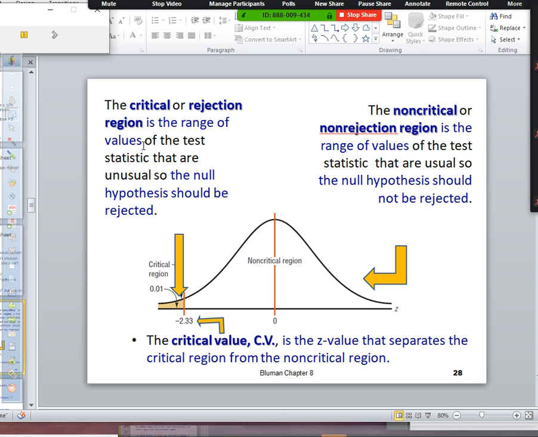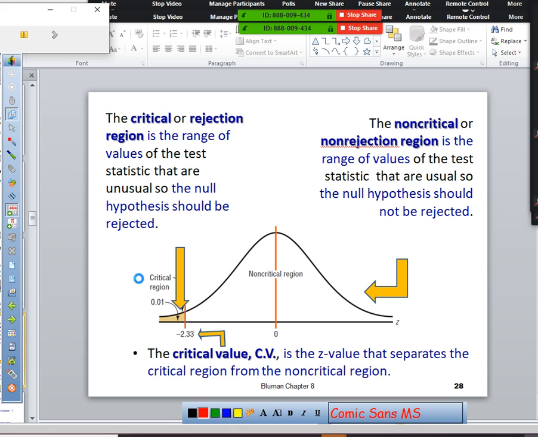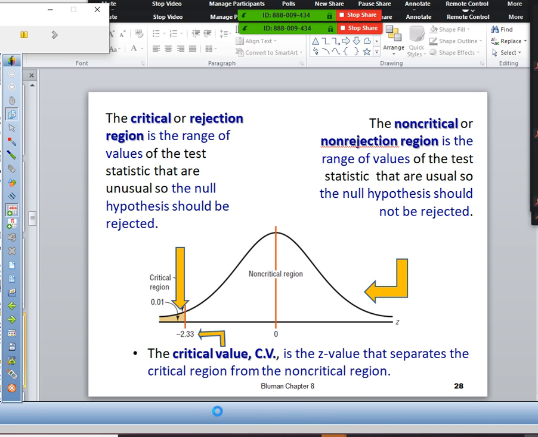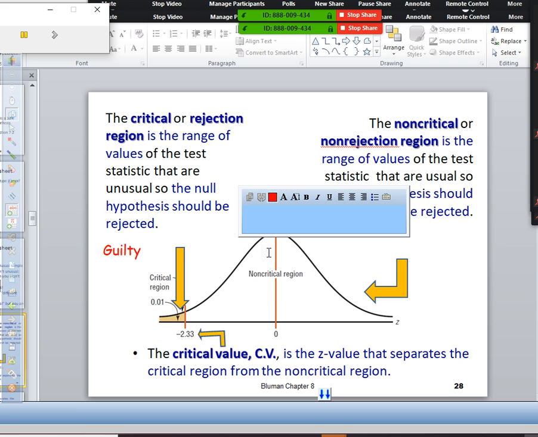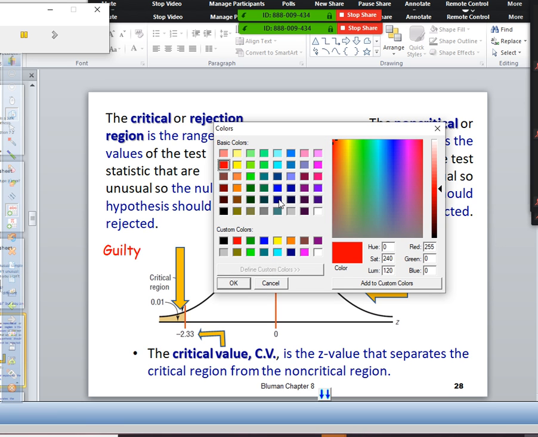The critical or rejection region is the range of values of the test statistic that are unusual, so the null hypothesis should be rejected. The non-critical or non-rejection region is the range of values of the test statistic that are usual, so the null hypothesis should not be rejected. Perfect. The critical value, CV, is the z-value that separates the critical region from the non-critical region.